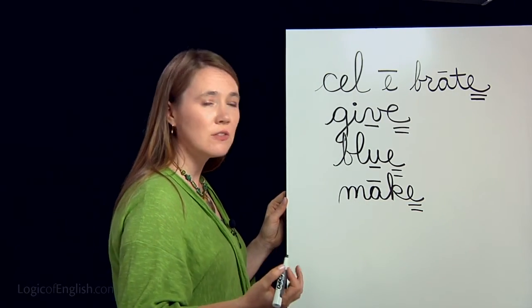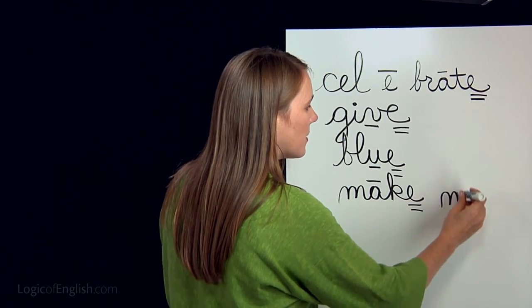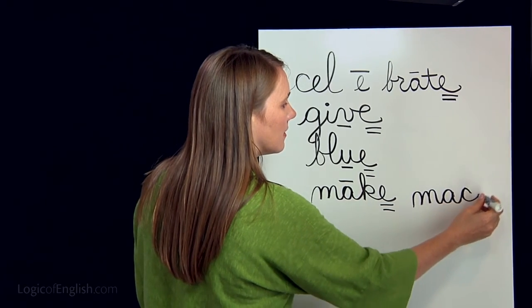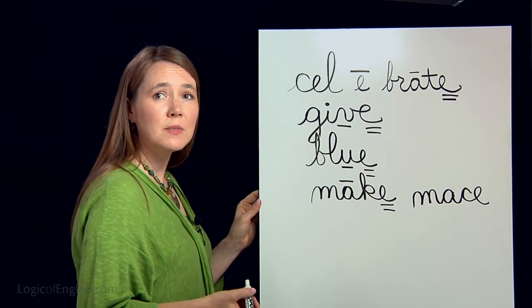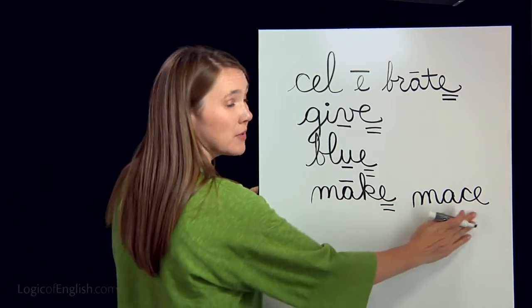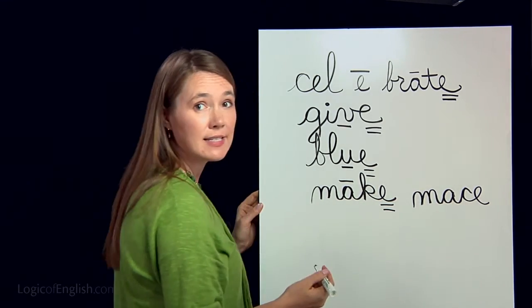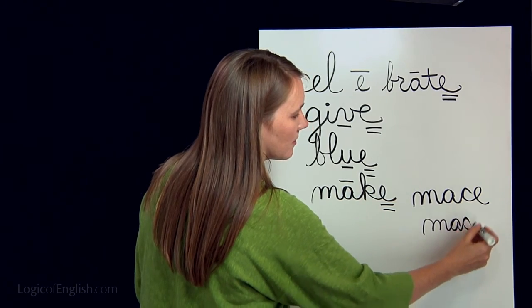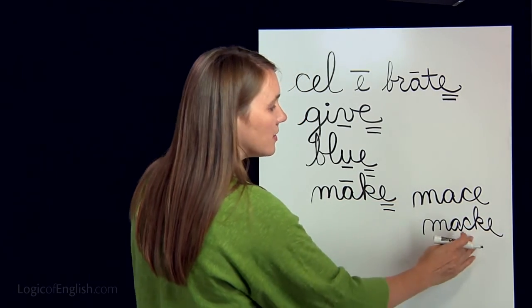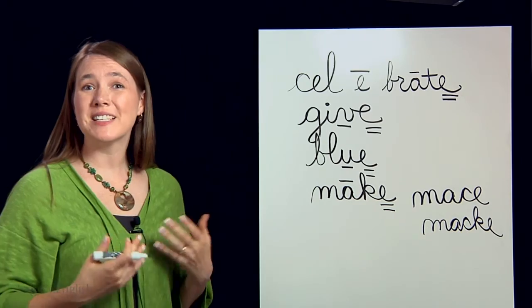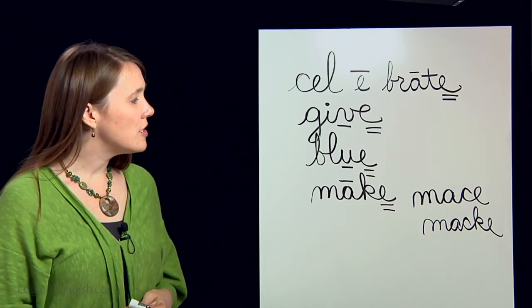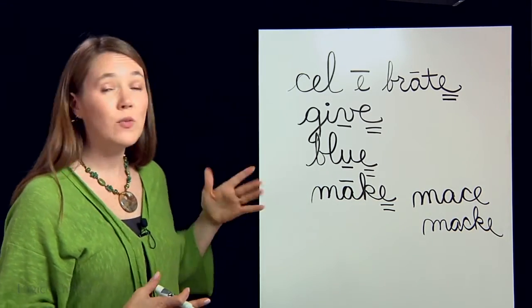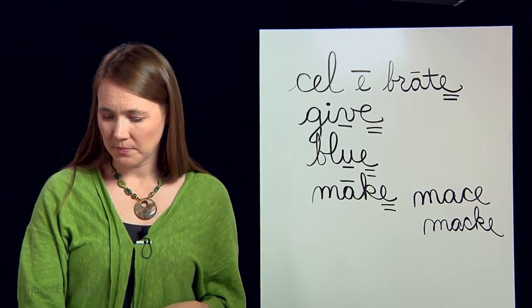Now, I have a question for you. Why can we not spell make like this? We cannot spell it like that because otherwise it would say mace. The E would make the C say S. And why can't we spell it like this? Because 2-letter K is only used after a single short vowel. So you can see here that there's only one way to spell make in English.